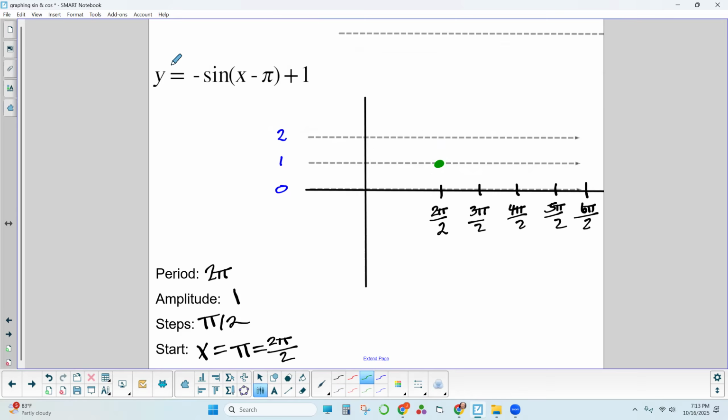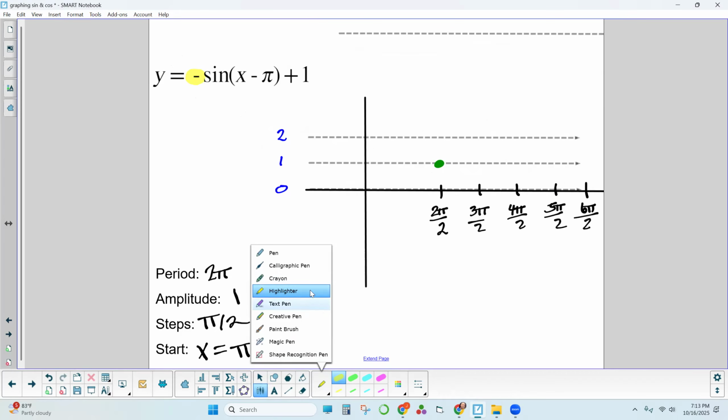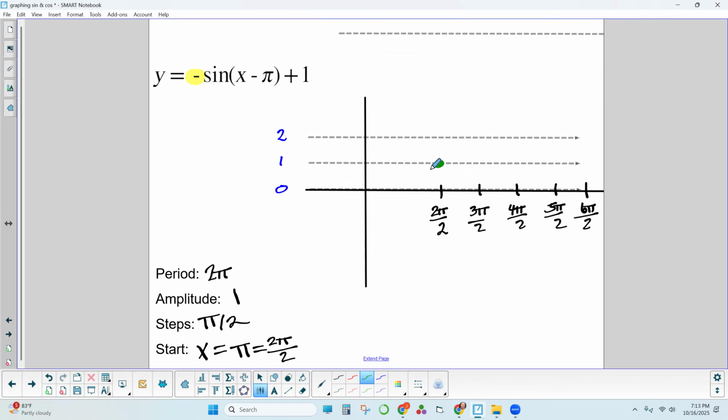But as you can see up here, we've got a reflection. Okay, this is a reflection over the x-axis. So what that means is instead of going up from the midline, we're going to go down. We're going to flip this. Okay, connect the dots here. And that is one period of sine. I'm going to circle my starting point.